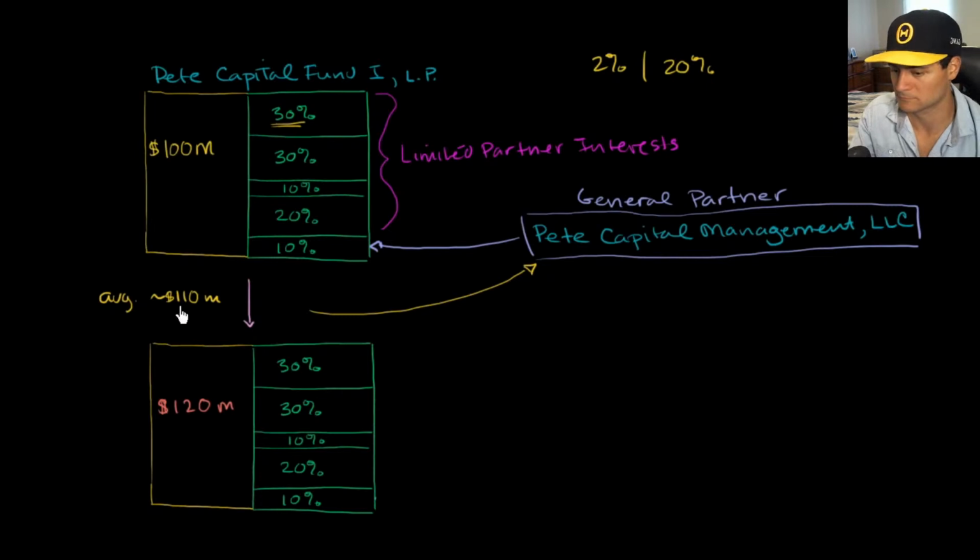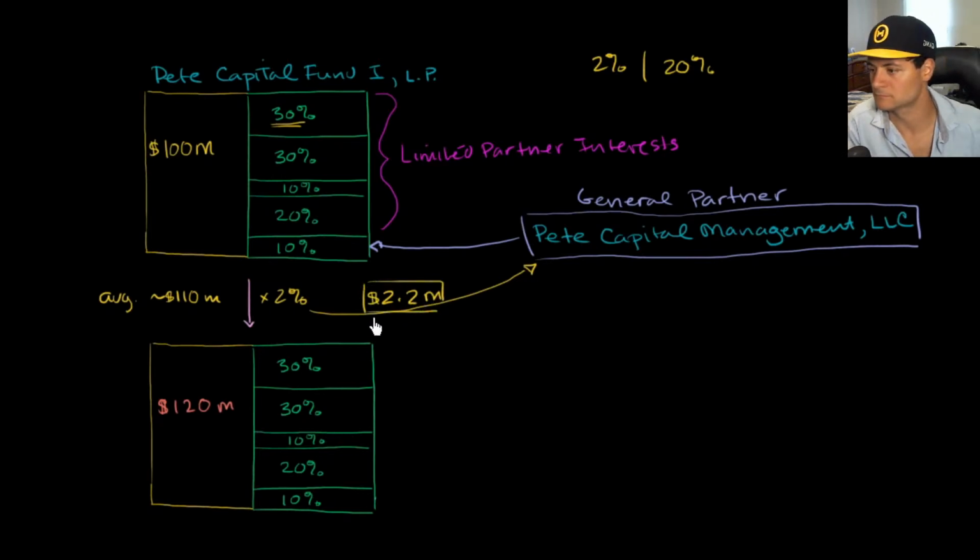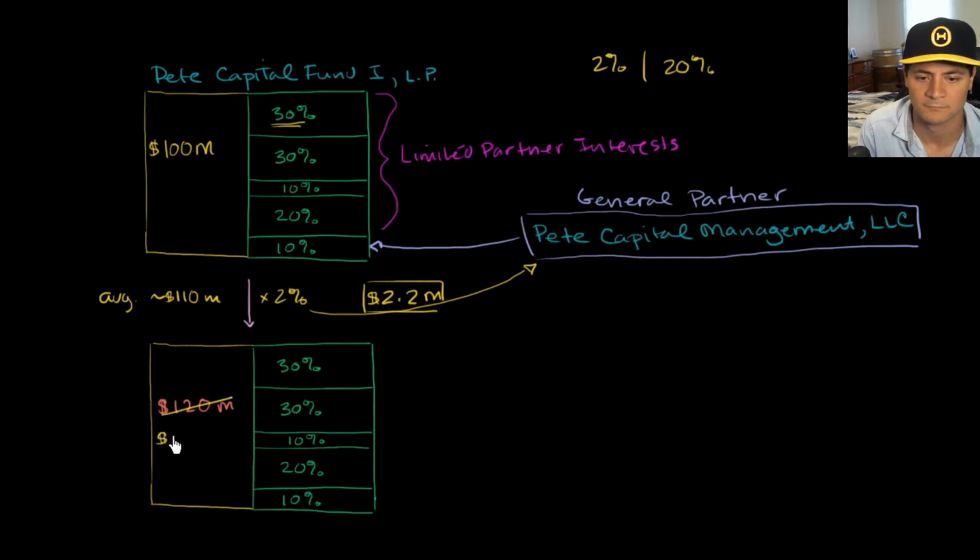So if the average net asset value is 110 million, you multiply that times 2%, and that means he's going to get $2.2 million in management fee. And this is for his salary, his employees' salary, to pay the rent, to, I don't know, get some fancy computers, whatever it might be. This is viewed as the cost just to manage the fund. So we need to subtract that from the total amount in the fund, because that's going to the management company. So instead of 120 million over here, we're going to have, what is that, 117.8 million.